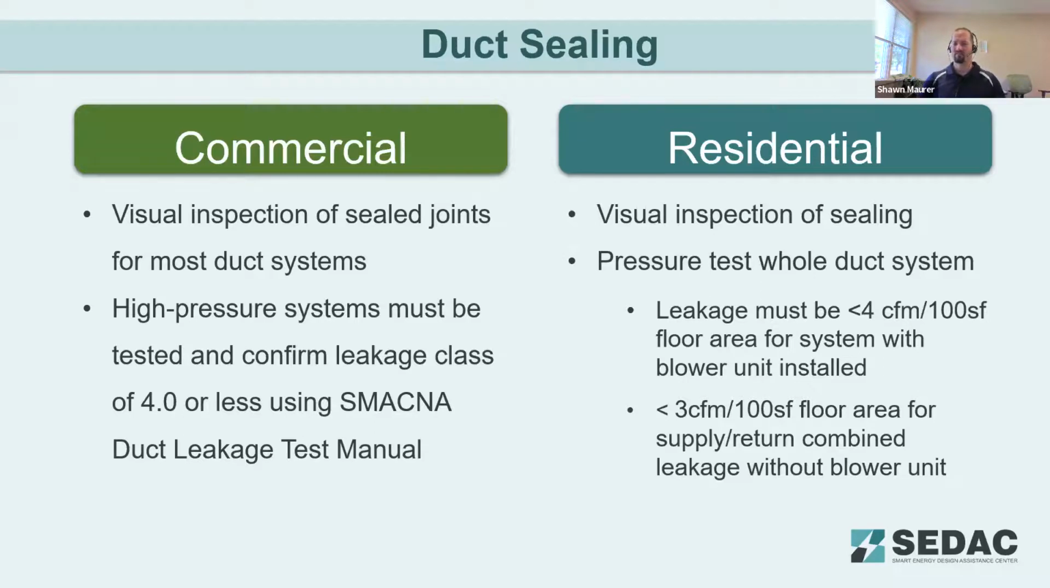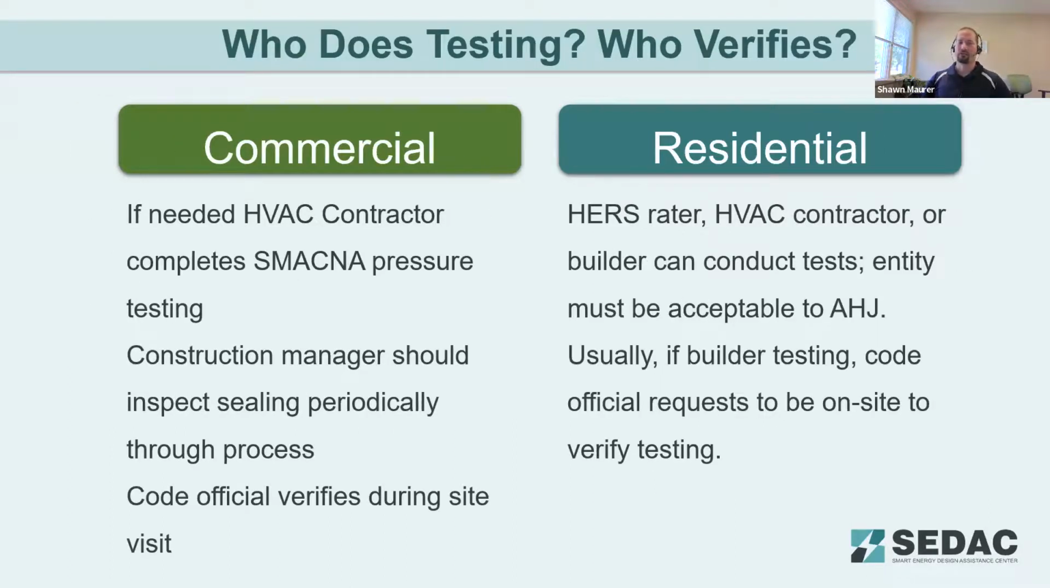If you test the supply and return side separately, it's 3 CFM per 100 square foot of floor area. You test the supply and return separately and add those values together and then divide by the floor area of the building to get that total leakage rate. On the commercial side, usually it's going to be an HVAC contractor that does that pressure testing.